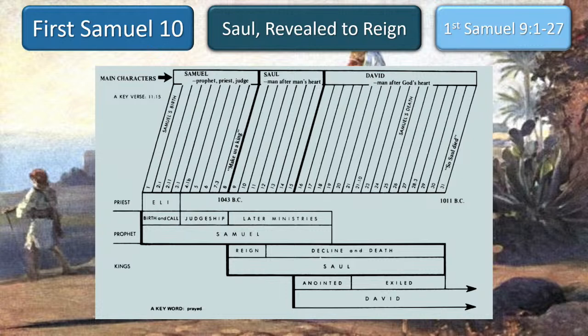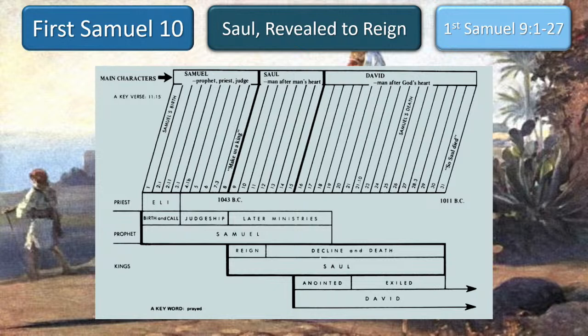I like graphics. I like charts. I like to be able to see, even when I look at the prophets, I like to see all the prophets and the age and where they overlapped, and I like to see which ones were contemporary of one another. It just helps me a little bit to visualize some things.